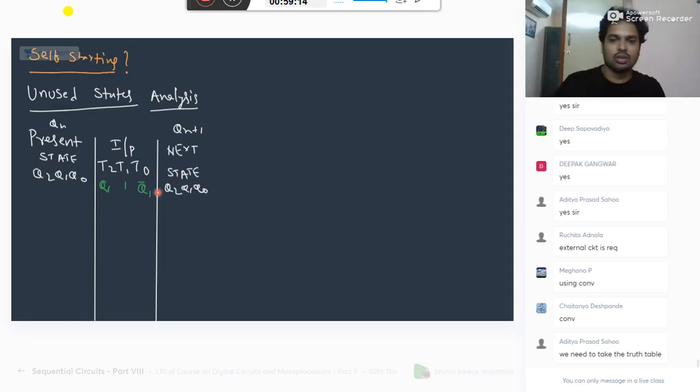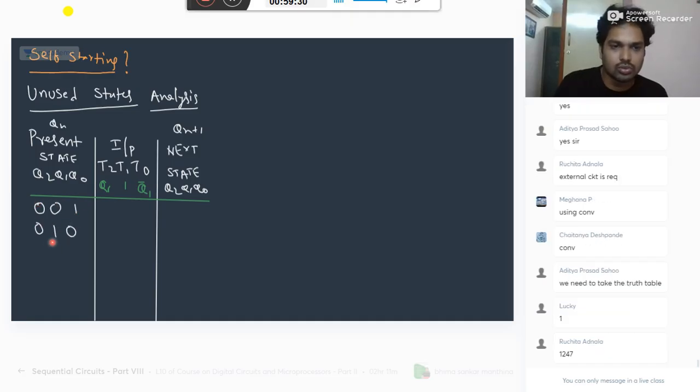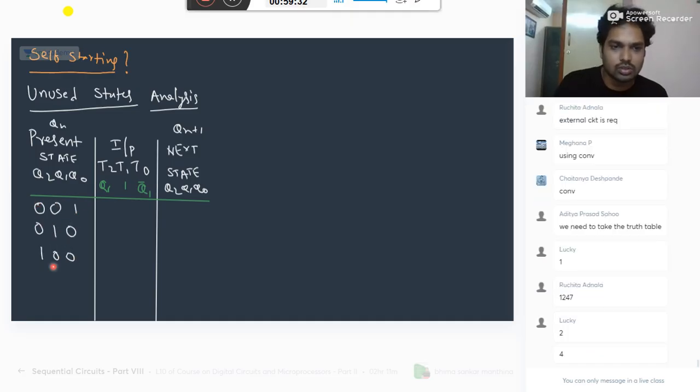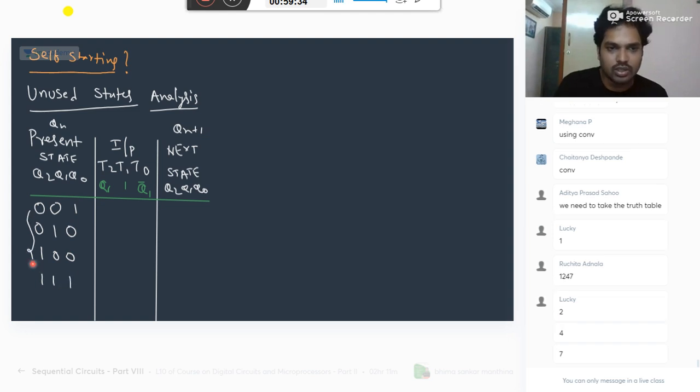Listen here, we are just doing analysis. The job is already done, you are just analyzing it. There is no need of any excitation table here. So take all unused states. What are the unused states we have in this question? 1 is not used, 2 is not used, 4 is not used, 7 is not used. All of them are unused.